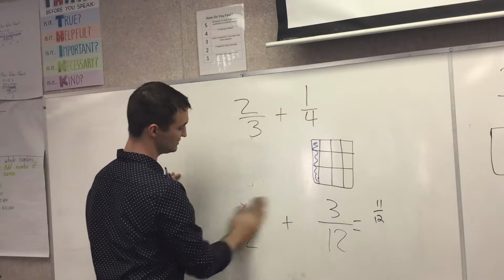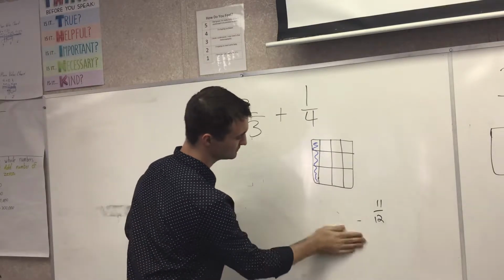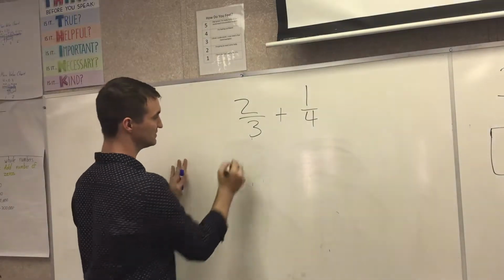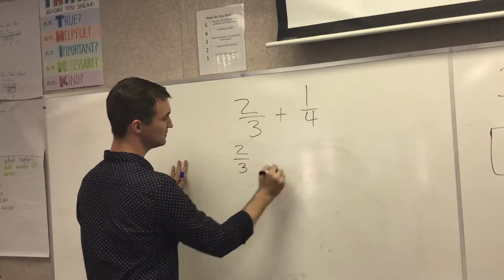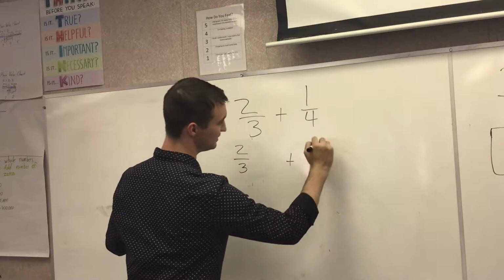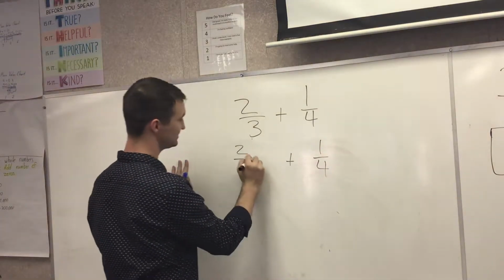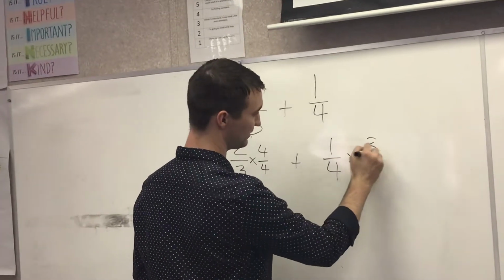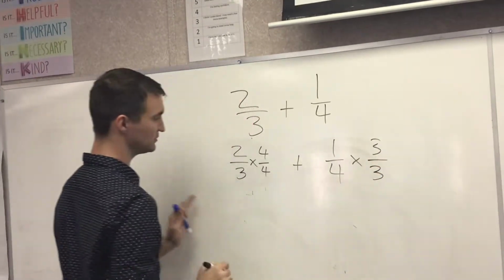Now, if I wanted to make this a little bit quicker without some of the area models, I could have just done, bear with me while I erase this here, it could have just done this. I could have said, well, our common denominator is going to be 12, so I could just take this and multiply both of them by 4. And this one I would take and multiply by 3 because I'm trying to get my denominator to 12.